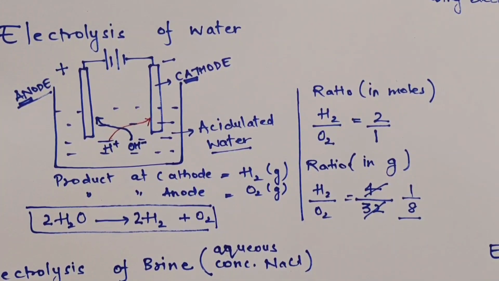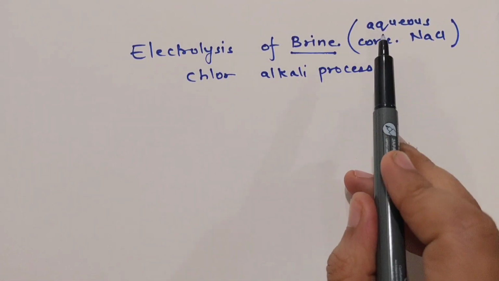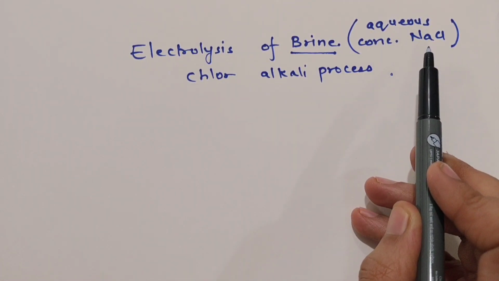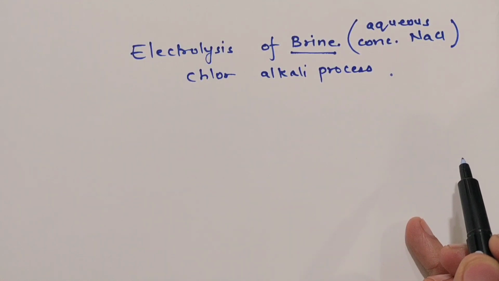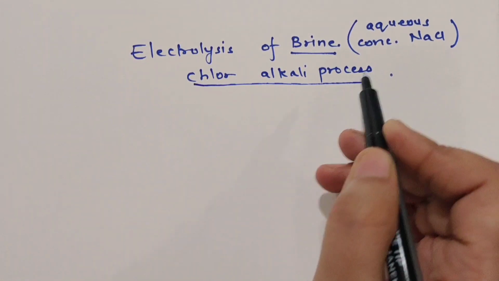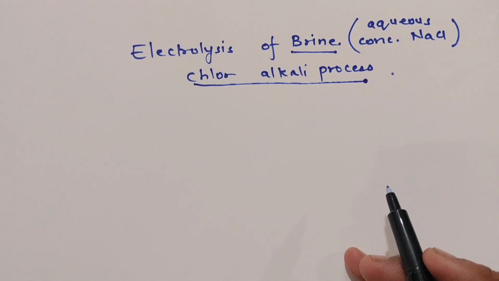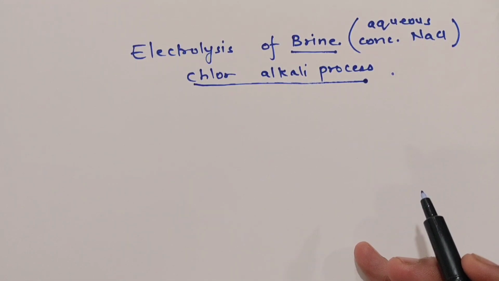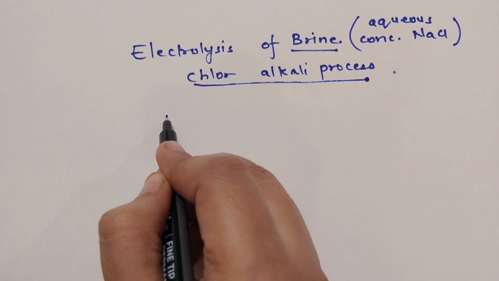We will now do electrolysis of brine. Okay, now let's talk about electrolysis of brine. Brine is aqueous concentrated NaCl. This electrolysis is from the chapter acids, bases and salts. This process is called the chlor-alkali process. It's an industrial process to produce chlorine, alkali, that is NaOH, and hydrogen gas. Let's get started with its diagram.